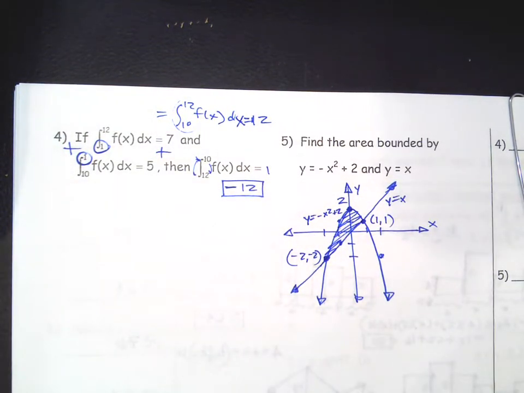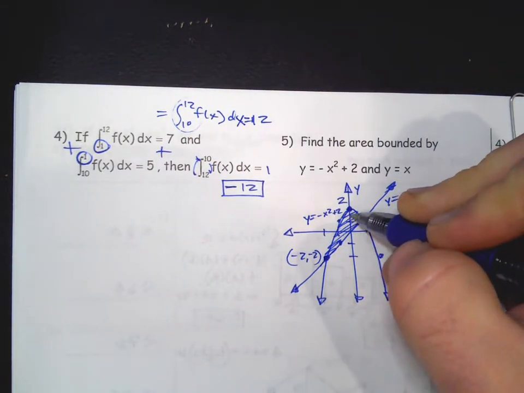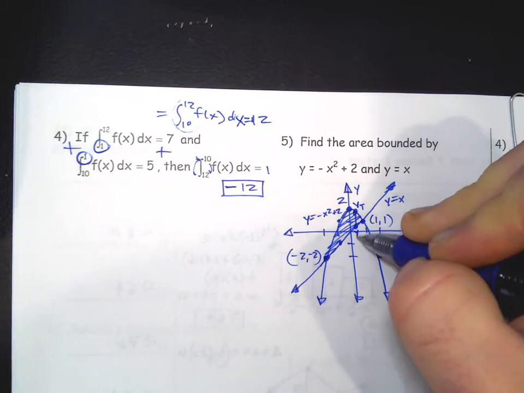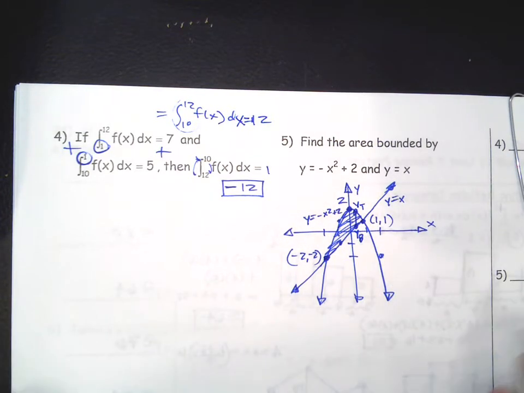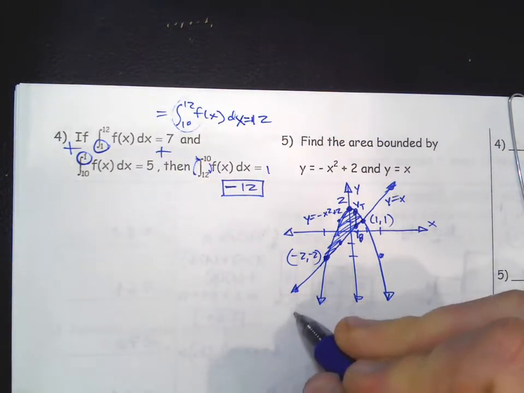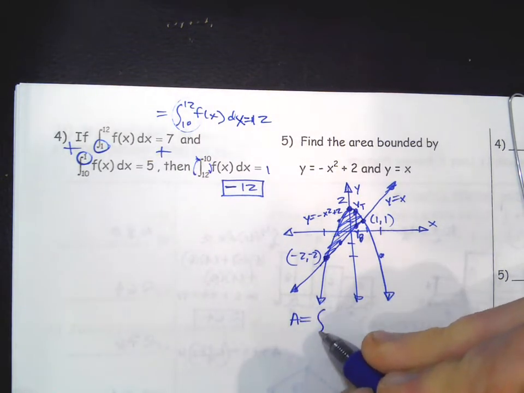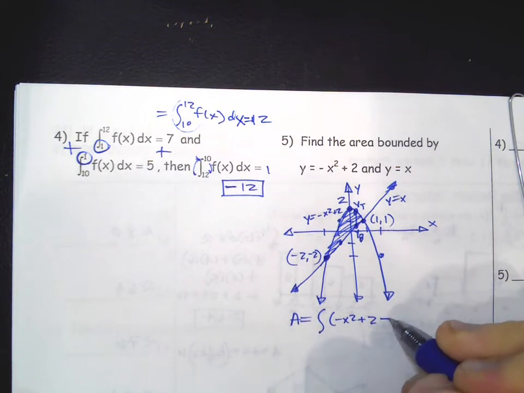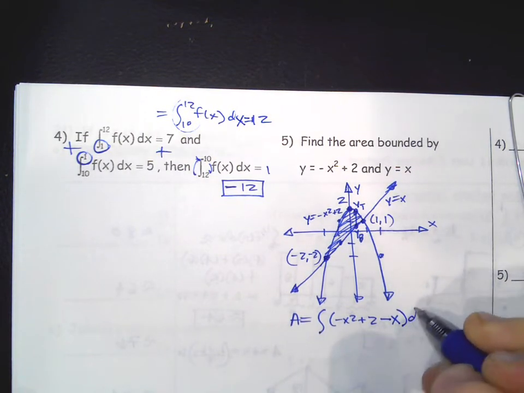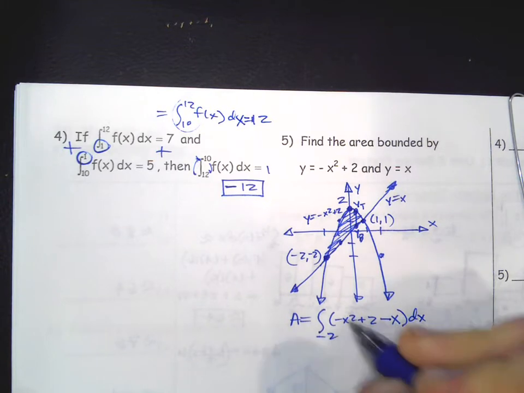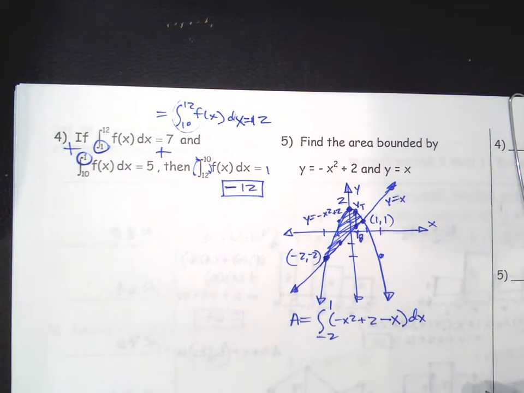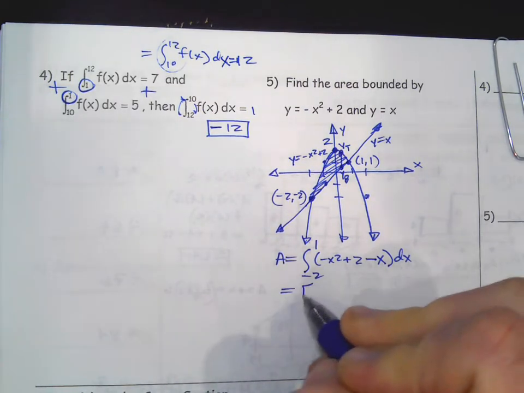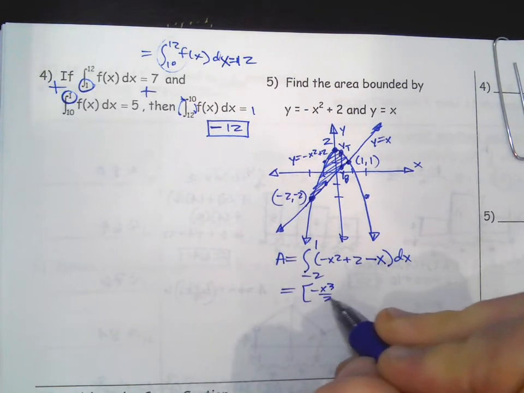So we could do vertical slicing, which I think is by far the best choice this time, because if you did horizontal slicing, you have to break it up into 2 separate intervals, which would be more work. So it'd be y top, which is the parabola, negative x squared plus 2, minus y bottom, which is the line, x, dx from -2 to 1. Now, you could potentially use your calculator if it's on that portion of the graph, or we could do it by hand.